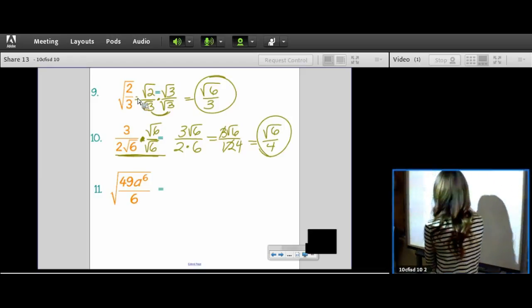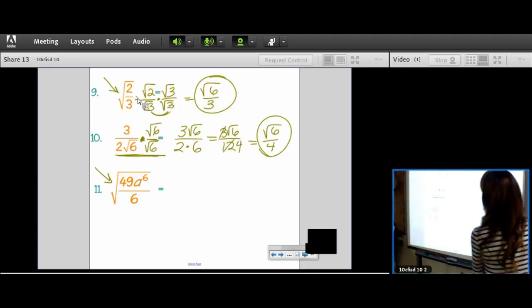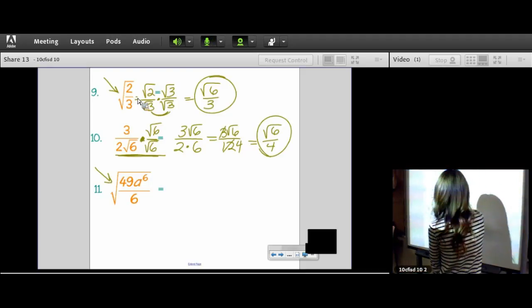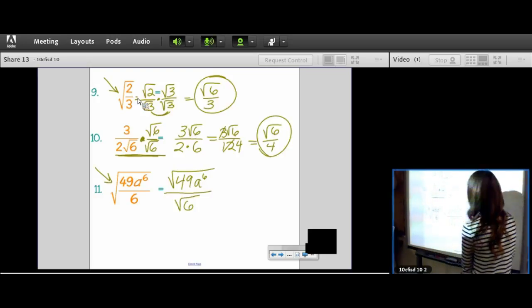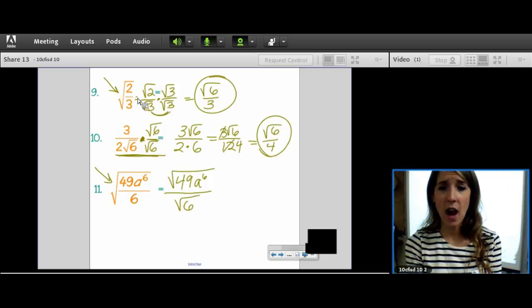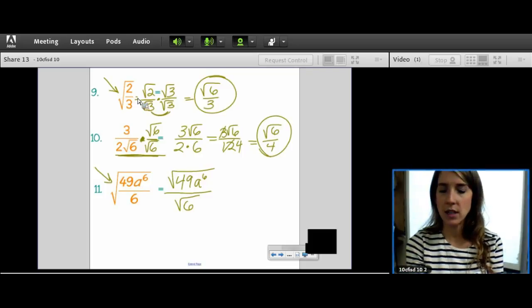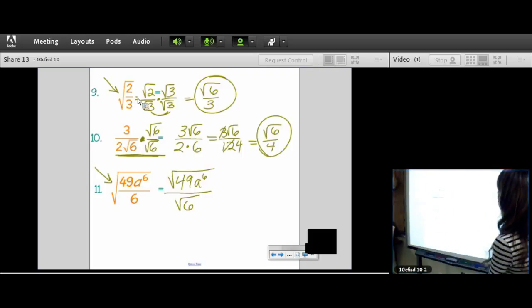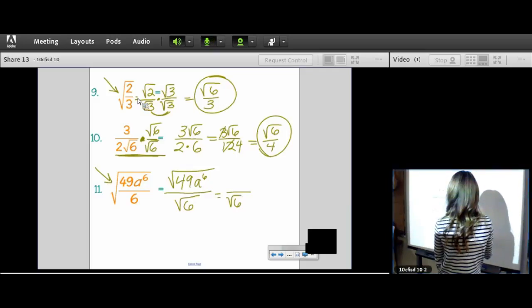What I would do first on this one, every time you see ones like these, I would separate them first. Okay. There are lots of different routes to get to the right answer here. I would clean up the top first. The bottom, there's no cleaning to do because that 6 doesn't have any perfect squares in it. We're going to deal with you later, 6. We're saving you.